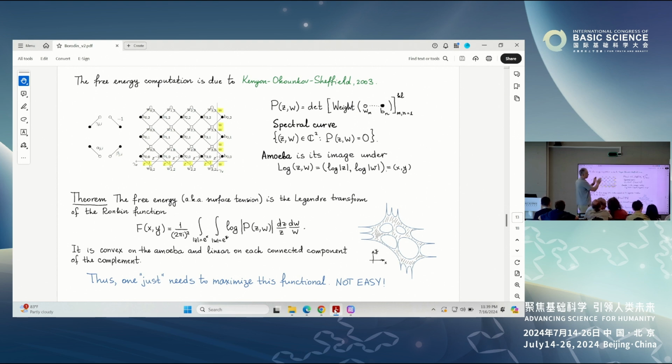Now we're going to wrap, so I will try to explain how this comes out from this. Right? I need a polynomial out of the set of weights. So I will wrap my fundamental domain on a torus.